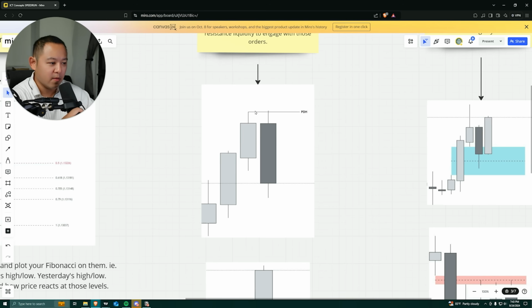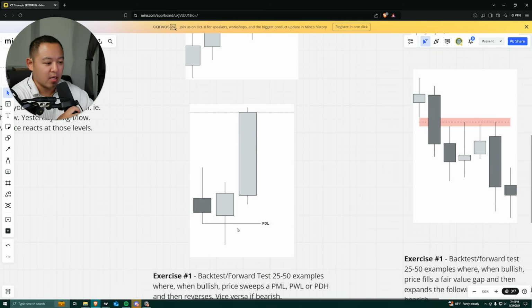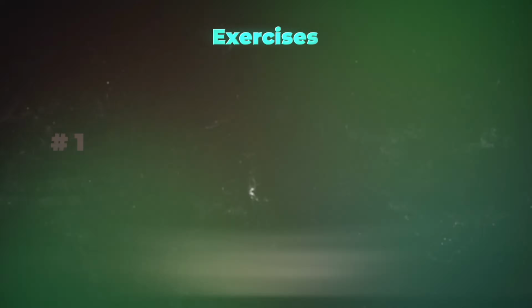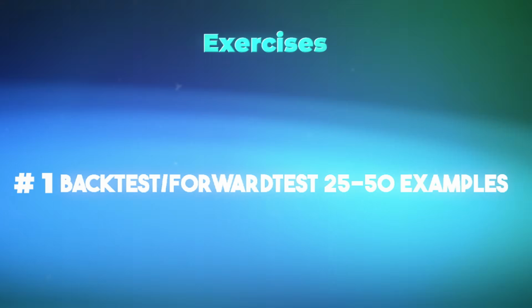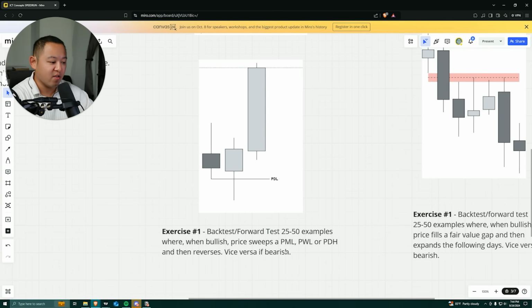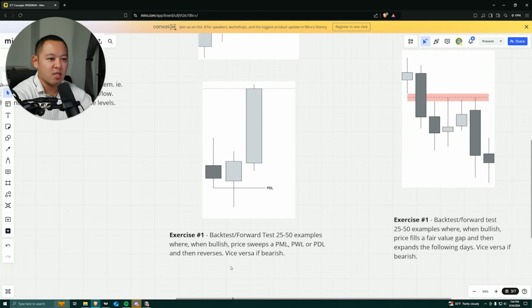So if I was bearish here, you can clearly see that the previous daily high was ran out, and then you can zoom in and find out all the price action that occurred prior to the run lower. And that's really all you're looking for. If you're bullish, you're looking for a previous daily low to be ran out and then expansion higher. All right, so the exercise: you're going to backtest and forward test 25 to 50 examples where, when bullish, price sweeps a previous monthly low, previous weekly low, or previous daily low, and then reverses, vice versa if bearish.